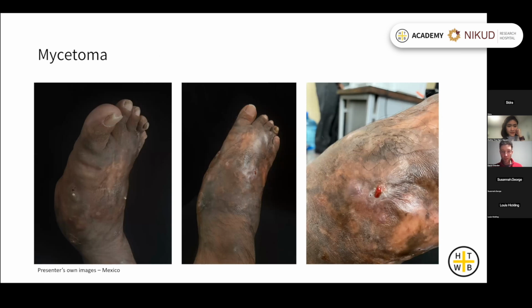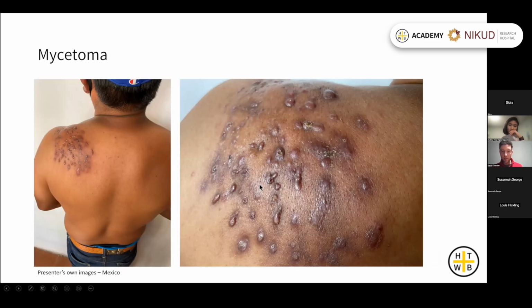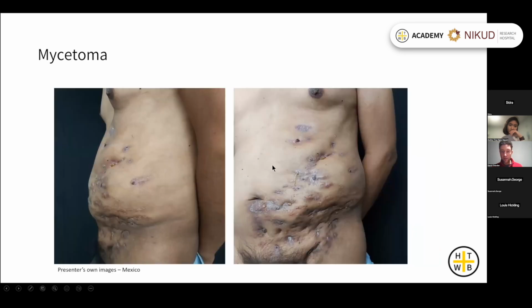So these are some pictures of mycetoma. You've got the subcutaneous swelling here, you've got sinus tracts with purulent discharge, and then just here you can see a small white grain just coming out of the sinus tract there. Another mycetoma of the lower leg, again you can see subcutaneous swelling and nodules with sinus tracts. Similar clinical features here on the shoulder, and another larger mycetoma on the abdomen, but again with all the same clinical features.